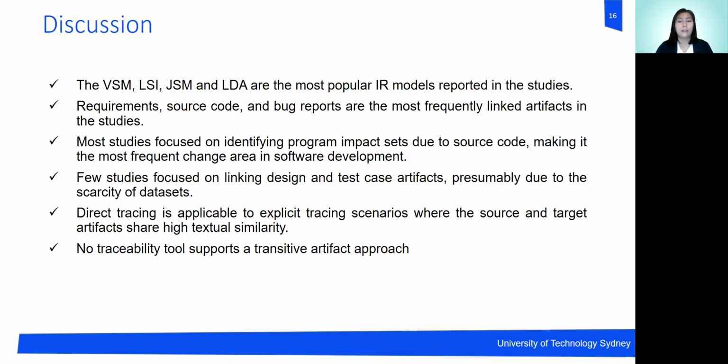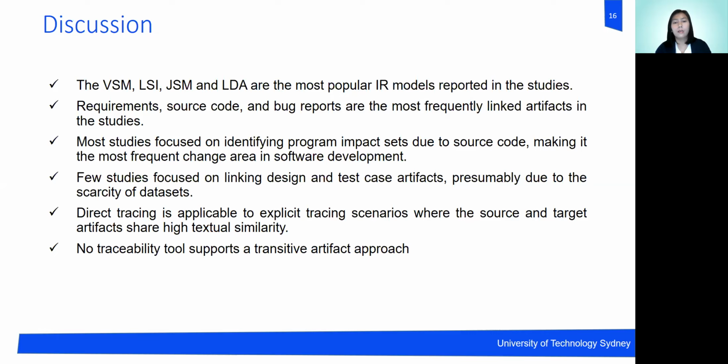To recap our finding, the majority of IR-based study use VSM, LSI, and LDA models to recover the link between artifacts. Most of the study use VSM as a baseline mechanism to compare with their approach. And also we found out that requirement, source code, and bug report are the most frequently linked artifact in the study. In change impact analysis sets, most study focus on program impact set because source code is the most frequently changed area in the system.